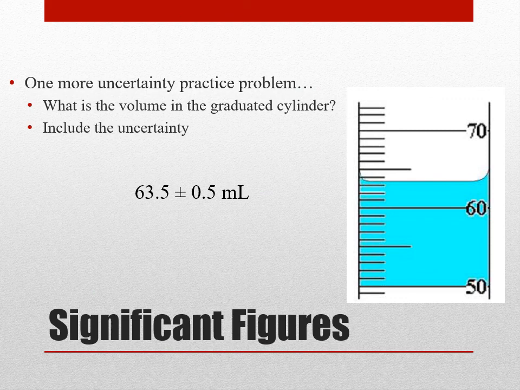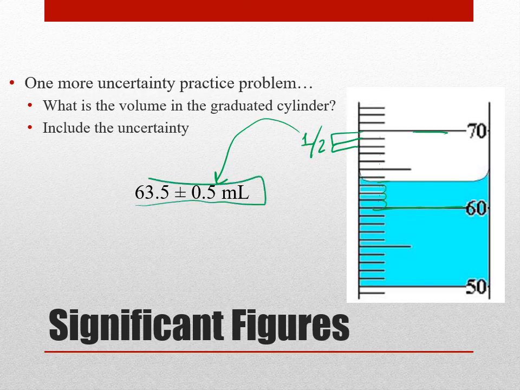All right, so we're going to look at uncertainty one more time, and then we're going to start applying our rules of sig figs to our uncertainties. So here we have a graduated cylinder, 60 and 70, 1, 2, 3, 4, 5, 6, 7, 8, 9, 10. Each one of these increments is 1 milliliter. Half of that would be 0.5 milliliters. So we're making a guess that we've got 60, 1, 2, 3.5. 63.5 plus or minus 0.5 milliliters.